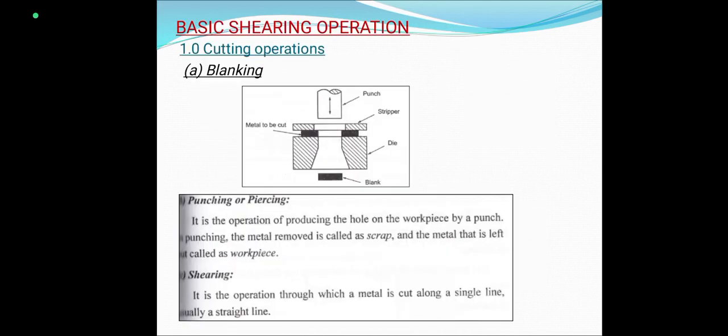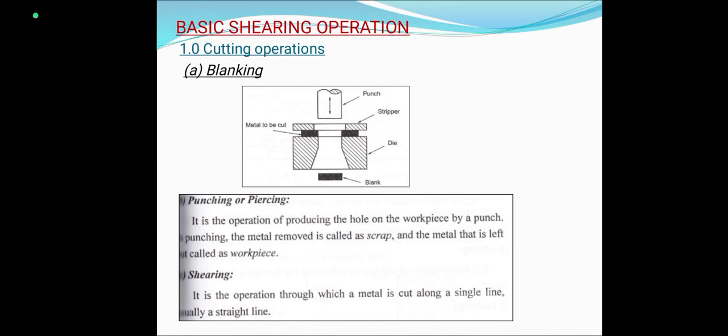Basic shearing operations. Blanking is the process of cutting the metal for the required shape, which can be fitted for any shape with a hole size. So blanking is used for cutting the metal to place it in the hole shape structures. Punching is the operation of producing a hole on the workpiece by a punch. In punching, the metal that is removed is called scrap, and the metal that is left out is called the workpiece.